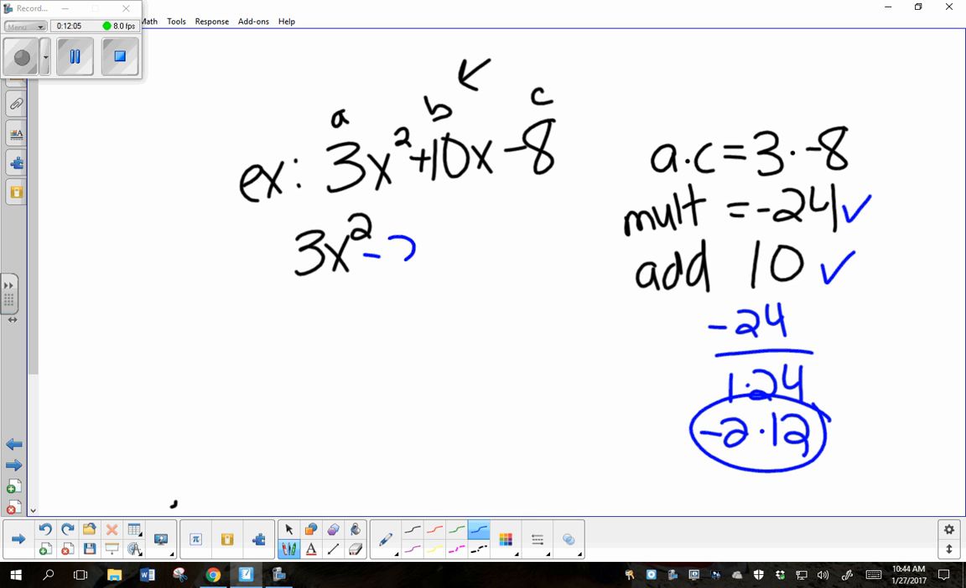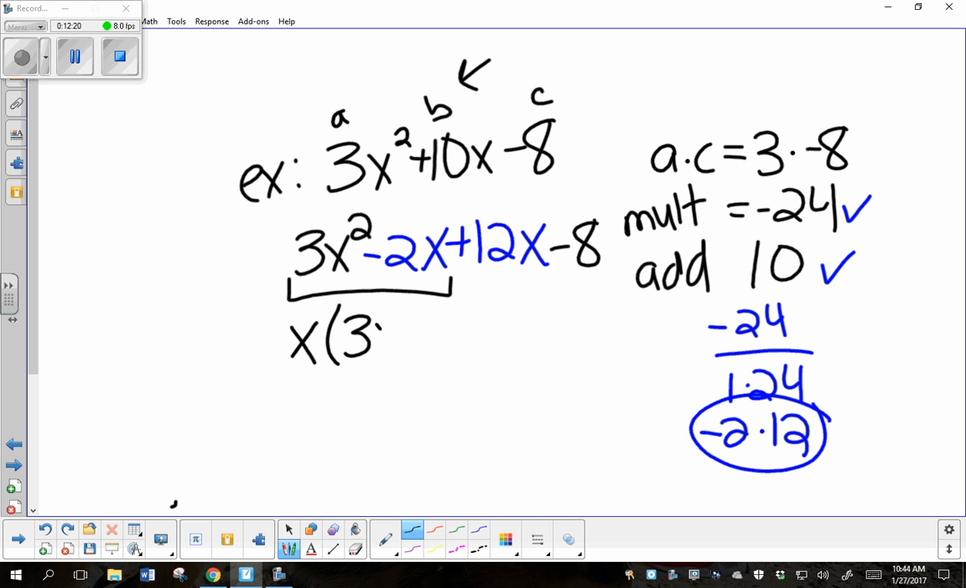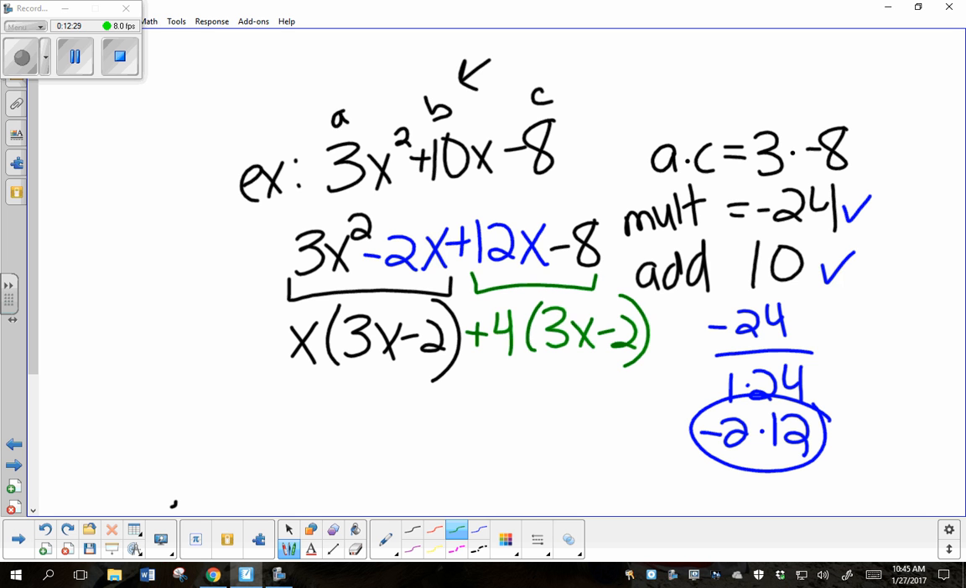So I'm going to rewrite this. I'm going to replace this and make it negative 2x plus 12x, and then I've got the minus 8 on the end. So then out of these two we can pull out an x, and we're left with 3x minus 2. Out of these two we can pull out a positive 4, and we're left with 3x minus 2. And then I can pull that 3x minus 2 out of both of those. Sorry, I don't know why I'm using yellow. And I'm left with x plus 4. And that's it.